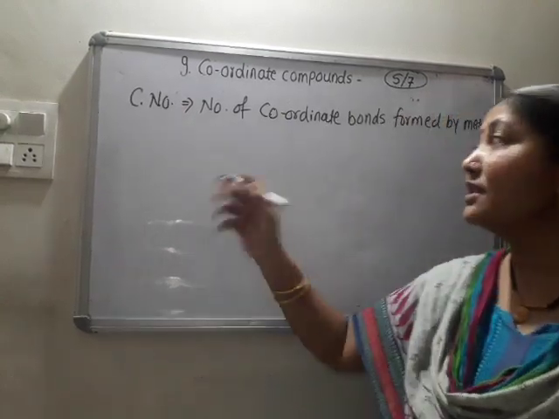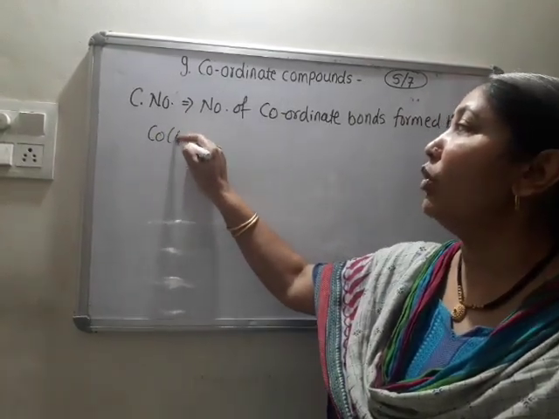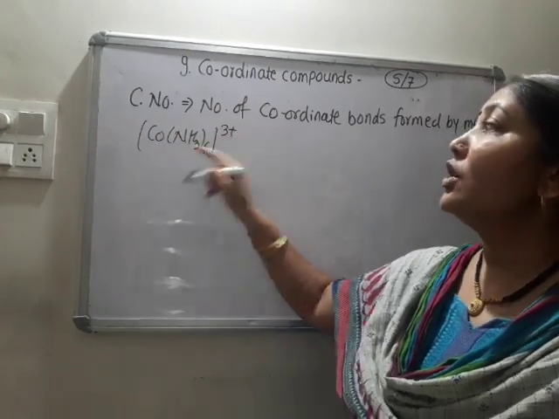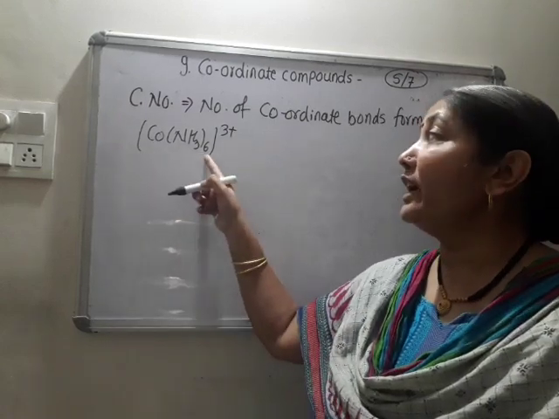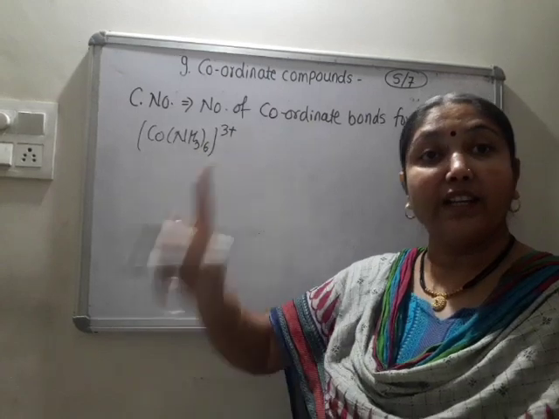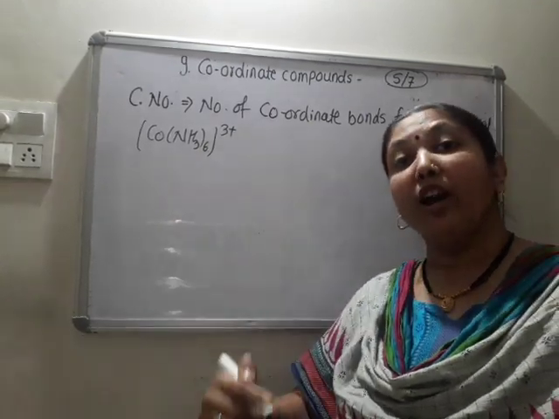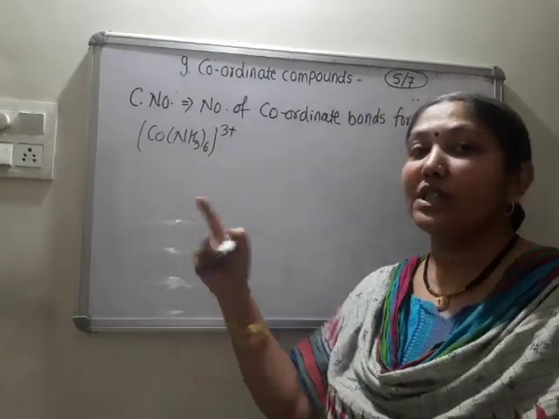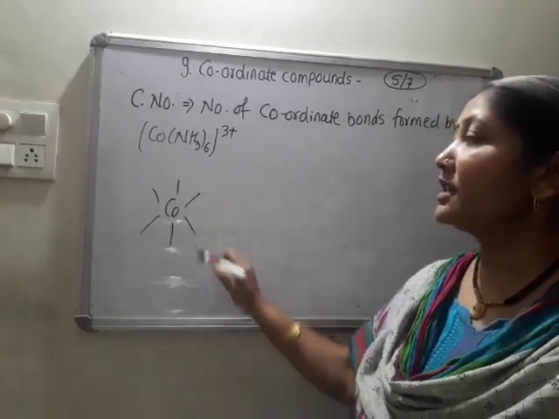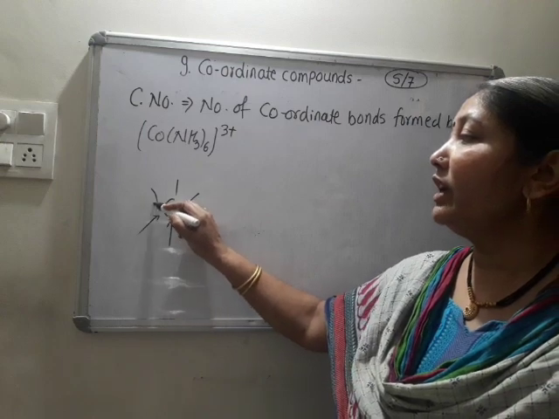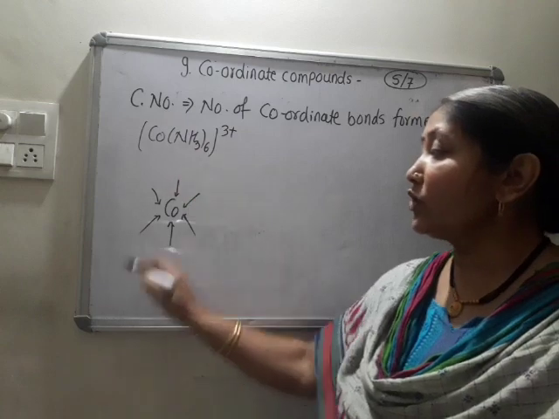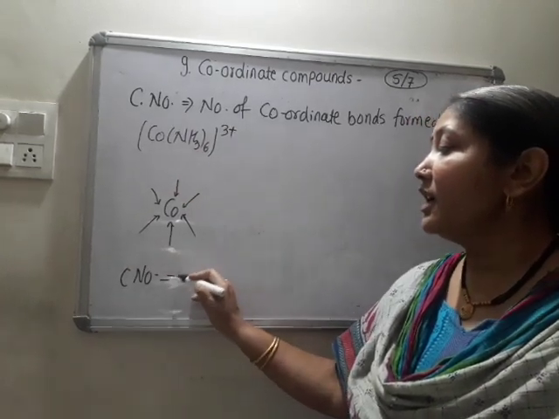What does it mean? See, we have one example, [Co(NH3)6]3+. So one cobalt, and how many ligands are there? 6 ligands are there, and we know the type of this ligand. It's a monodentate ligand. It means cobalt forms 6 bonds with 6 ammonia. All are giving electrons to this cobalt, so 6 coordinate bonds are formed. So its coordination number is 6.